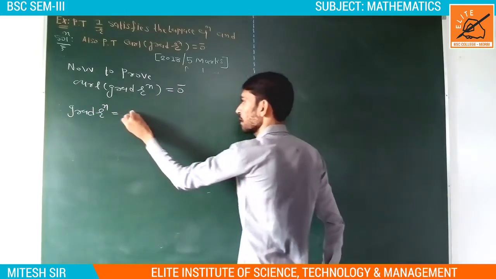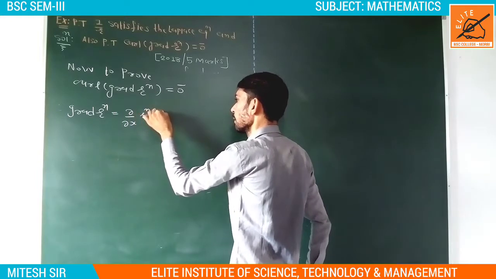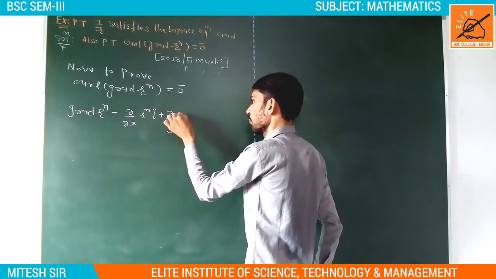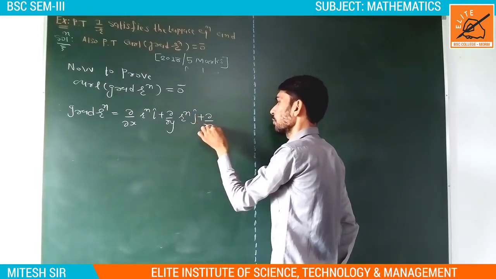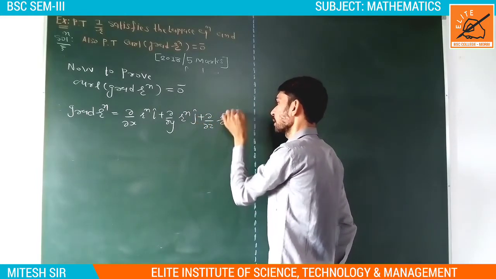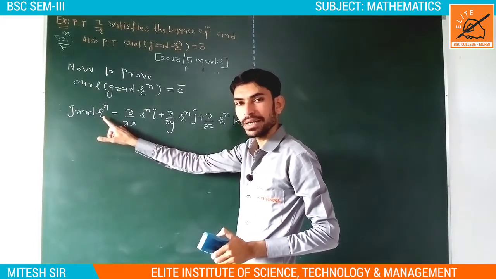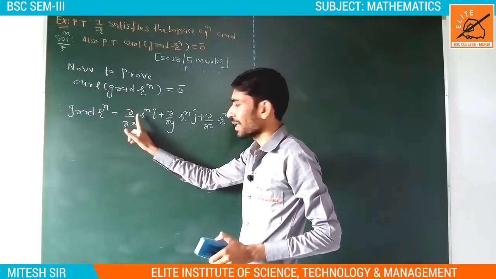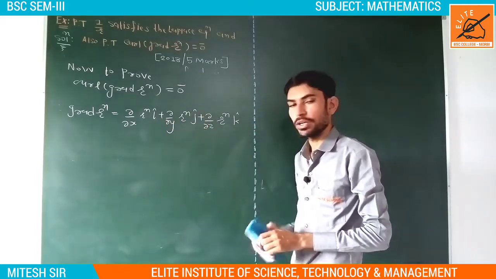So here we apply the formula of the gradient, that means del upon del x r^n i cap plus del upon del y r raised to n j cap plus del upon del z r raised to n into k cap. Our function is r raised to n. So here we apply the formula of the gradient as we know, del upon del x r raised to n i cap plus del upon del y r raised to n j cap plus del upon del z r raised to n into k cap.